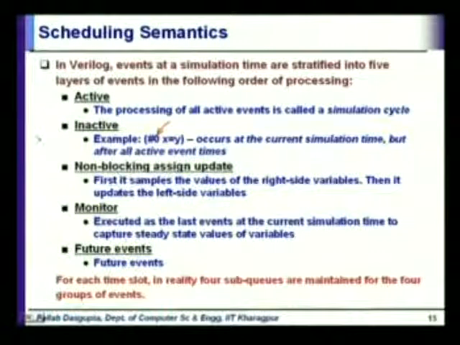Now after all this has taken place, the inactive events like #0 are processed. Now remember we have not yet advanced time. Then you pick up the non-blocking assignment update. This is the set of non-blocking assignments where it first samples the values of the right side variables, then it updates the left side variables. Okay, so it gets the steady state values of the variables.